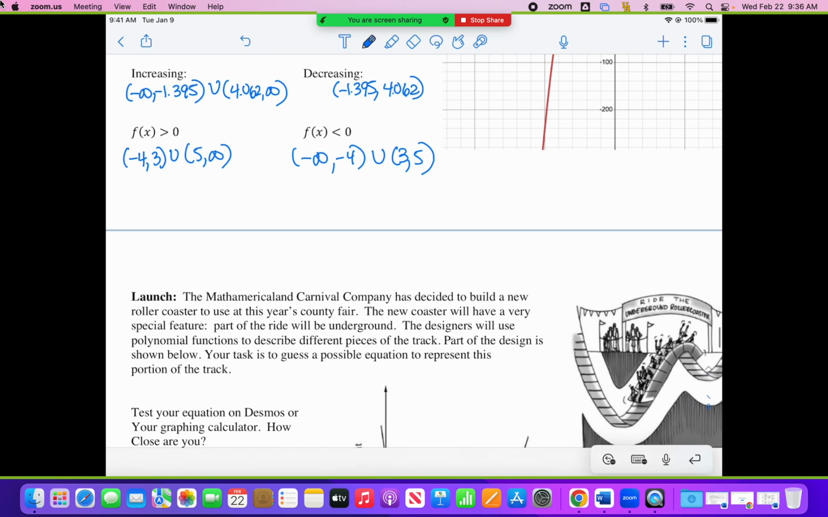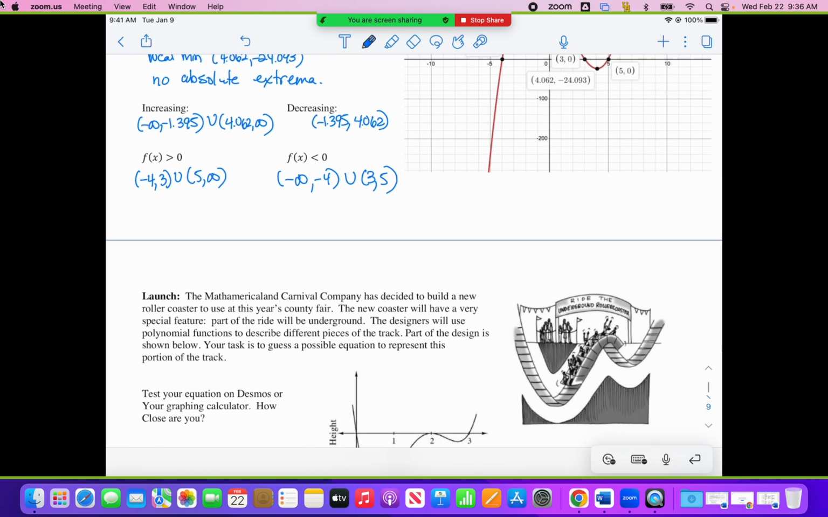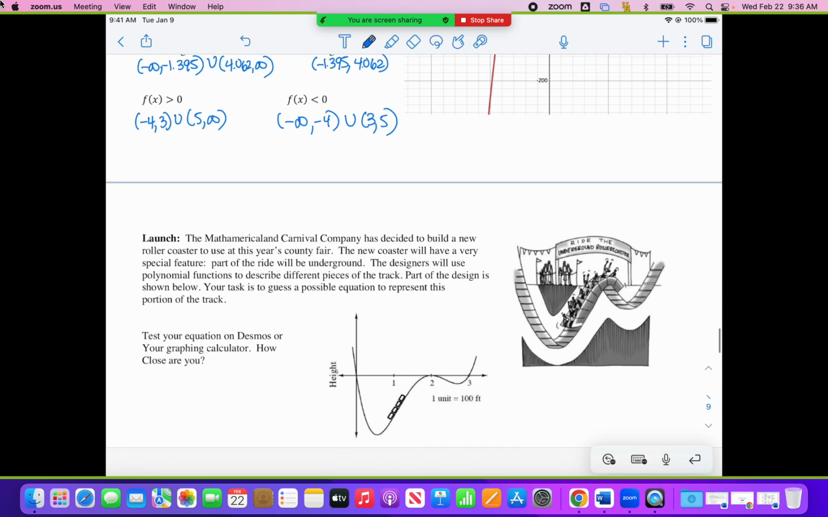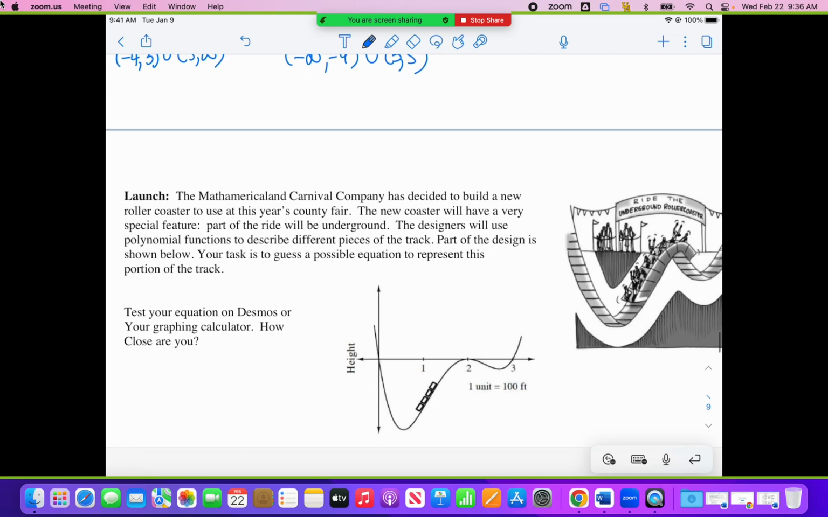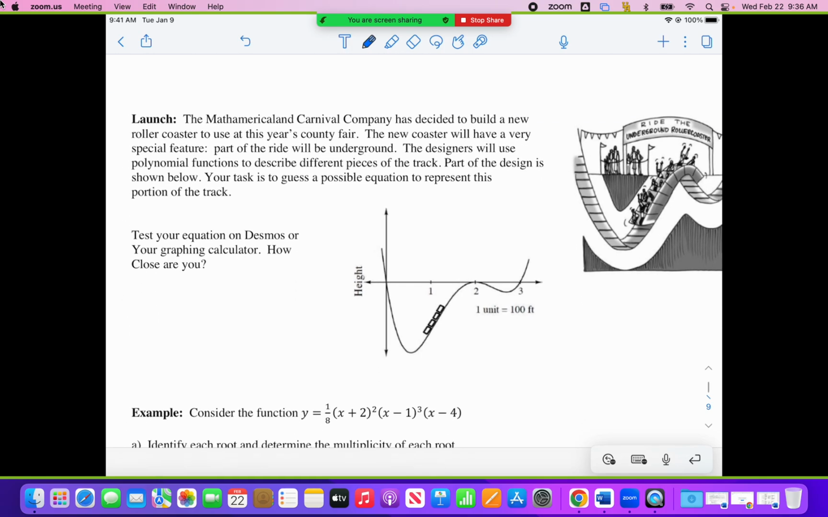All right, here's a launch question. The Mathmericaland Carnival Company has decided to build a new roller coaster to use at this year's county fair. The new coaster will have a very special feature. Part of the ride will be underground. The designers will use polynomial functions to describe different pieces of the track. Part of the design is shown below. Your task is to guess a possible equation to represent the portion of the track.